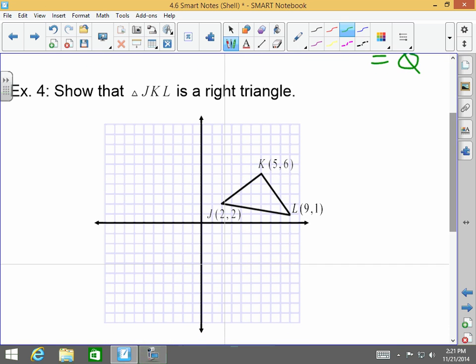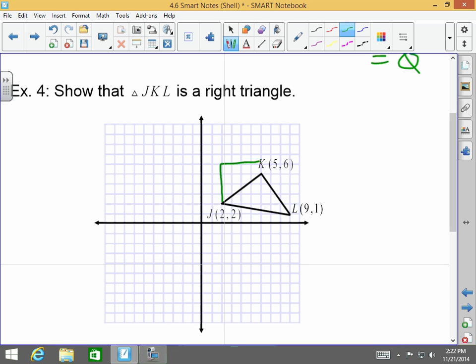Now, here's where the fun part is, okay? Show that JKL is a right triangle. If JKL is a right triangle, that means that one of these angles is a right angle. That means that two of these lines have to be perpendicular, okay? Now here is where you can use a little bit of judgment. Which lines here look perpendicular to you? JK and KL. So we can go ahead and use the formula and find the slope, or we can do what I just taught you and use the figure to find the slope without a formula. So from J, I'm going up 1, 2, 3, 4 over 1, 2, 3, 4.